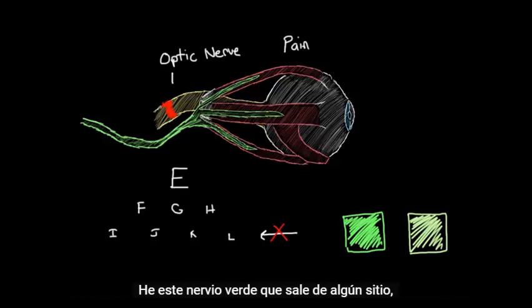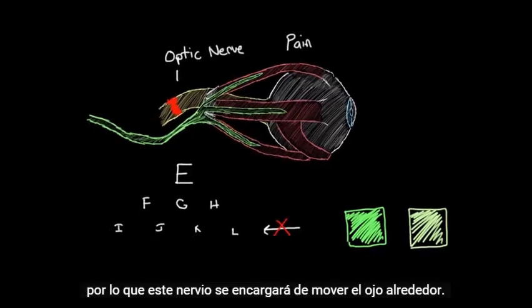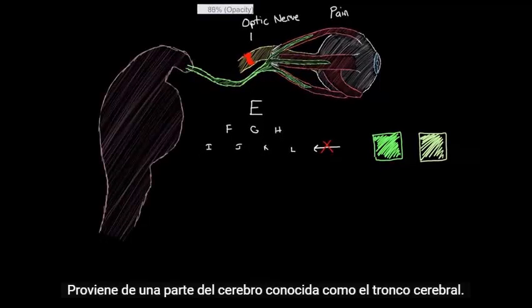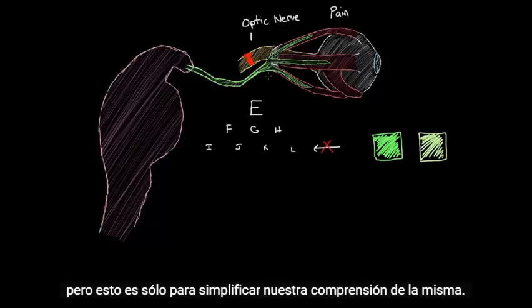So I kind of have this green nerve coming out, right, from somewhere, and it's innervating the muscles of the eye, right? So this nerve will be responsible for moving the eye around. Now, where does that nerve come from? It comes from a part of the brain known as the brainstem. And really, there are more nerves that come out, but this is just to simplify our understanding of it.